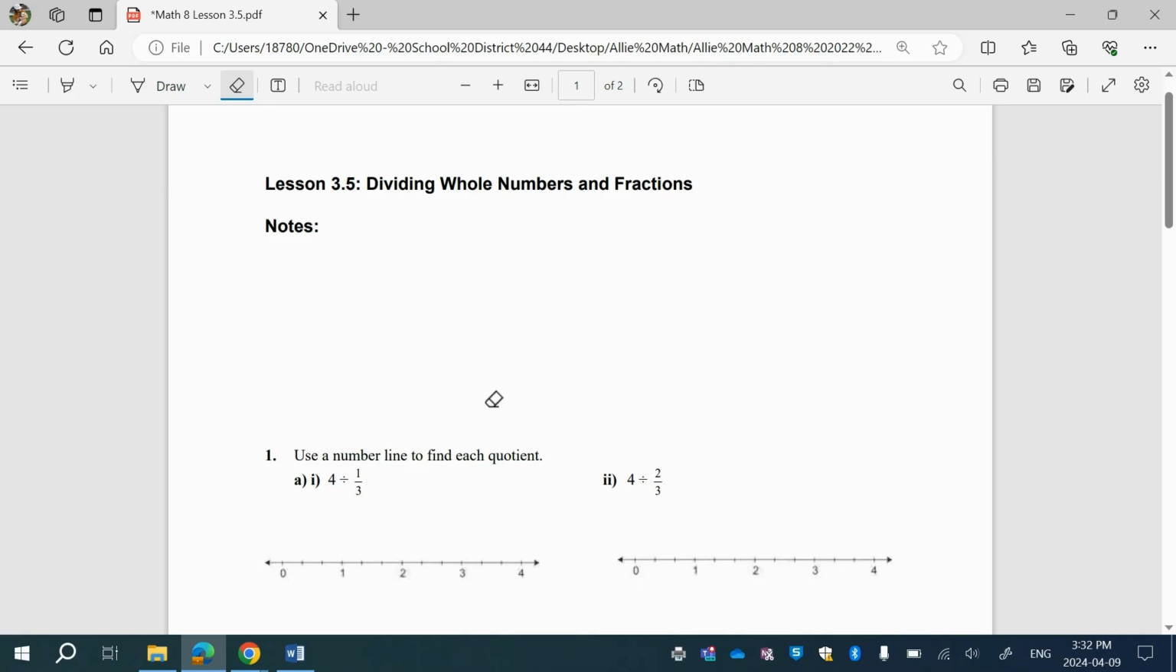Hello, everybody. Here we are, 3.5, dividing whole numbers with fractions. We're going to use a decent number of models and number lines today. I don't have a lot of notes, just instruction. One thing I'm going to suggest is that you estimate to check your answers.